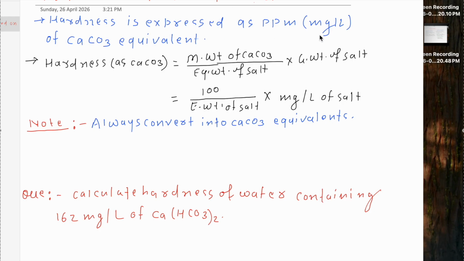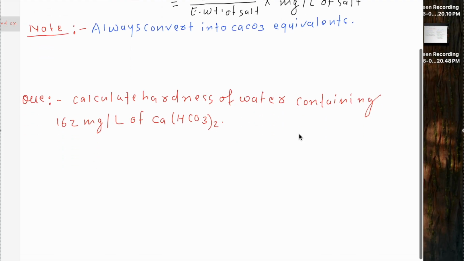Now next one is a problem based on the hardness of the water. Hardness is expressed as either ppm or milligram per liter of the calcium carbonate equivalent. Hardness as calcium carbonate equivalent is equal to the molecular weight of calcium carbonate upon the equivalent weight of the salt, into the given weight of the salt. Here the molecular weight of calcium carbonate is 100, and the weight of the salt is in milligram per liter. One important point is this: always convert into CaCO3 equivalent, whatever the salt given.